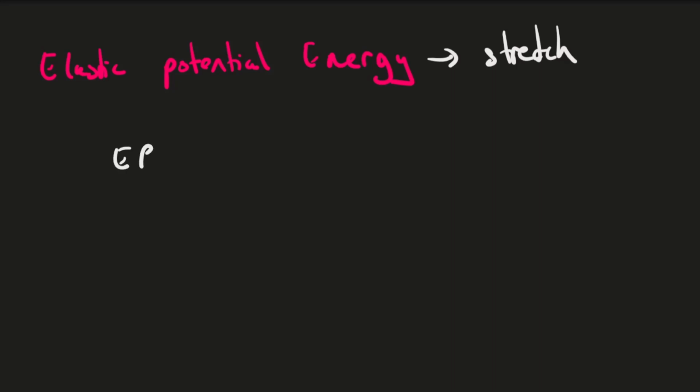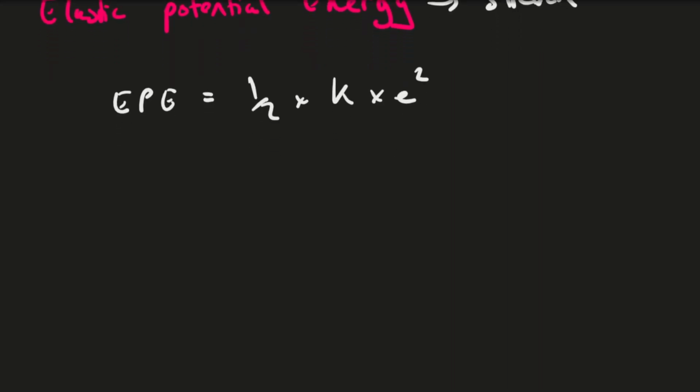Once again, we want to know the formula. So EPE, elastic potential energy, is equal to a half multiplied by K multiplied by E squared. If you want to know in detail what each of these mean, then do go ahead and watch the video we've done on compressing and stretching materials. Essentially, let's once again label these. K is your spring constant, and this basically tells you how stiff a spring is. This will usually be given to you. E is your extension, so how far you're extending your spring.